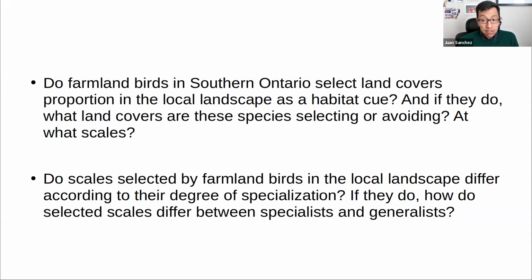And also from there, I was interested in seeing if the selection of farmland birds for those land covers differs between the species with a different degree of specialization. In Kirk 2020's classification of farmland birds, he identified six different groups of birds with different degrees of specialization and different land covers. So I used that classification to see if the degree of specialization of these birds will also influence how they perceive environmental resources in terms of scale.